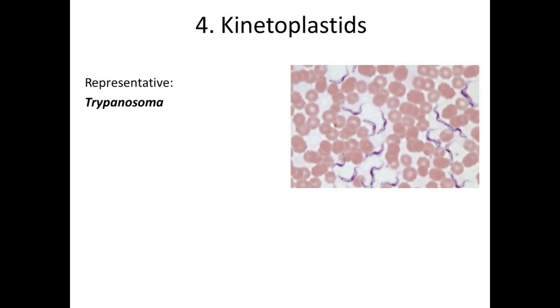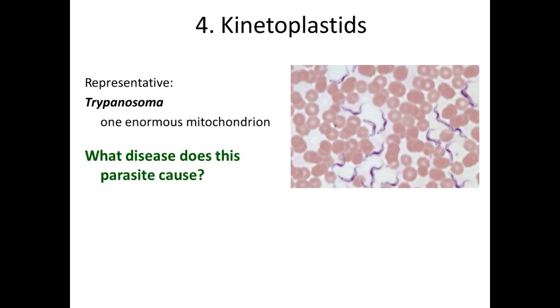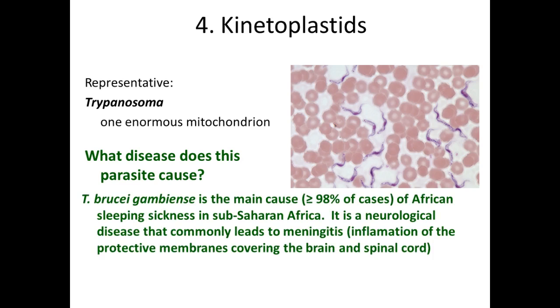So Trypanosoma, right? These guys are pretty cool. They have one enormous mitochondrion. What disease does this parasite cause? African sleeping sickness. And actually, Trypanosoma is just a genus, and they didn't specify in your lab manual.